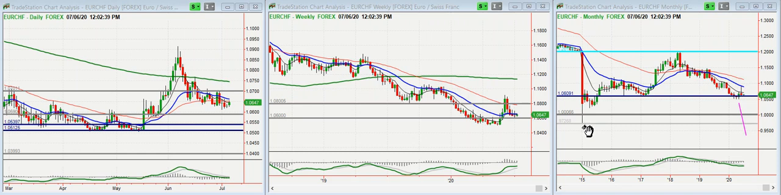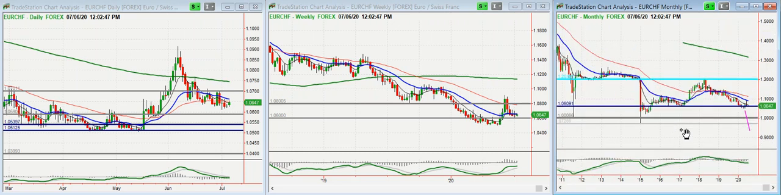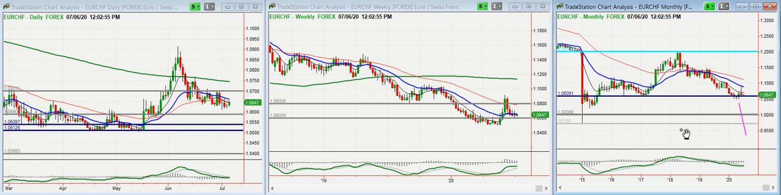We saw this big down move, and then a pullback. We have tested this peg level 120 to the pip. And since then, it's basically falling apart. Well, in overall trend direction, it's clearly a downtrend, and I'm very bullish for the Swiss against the euro.